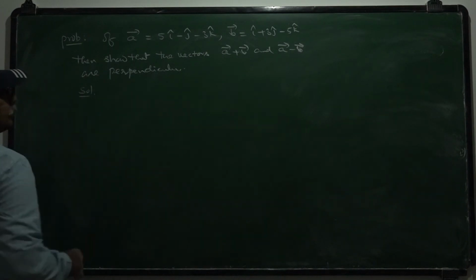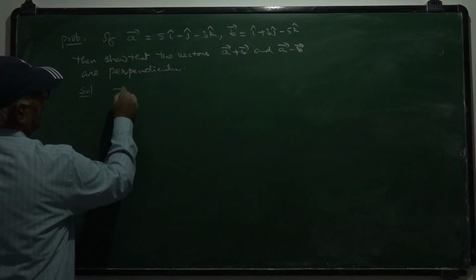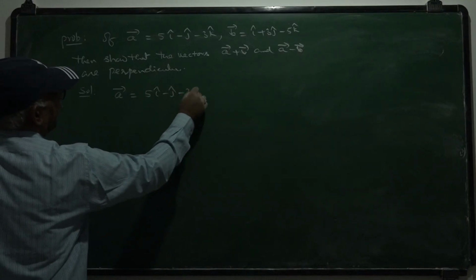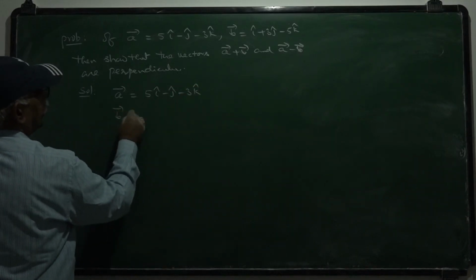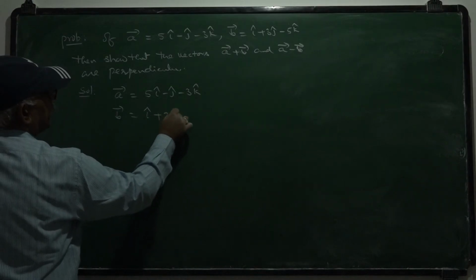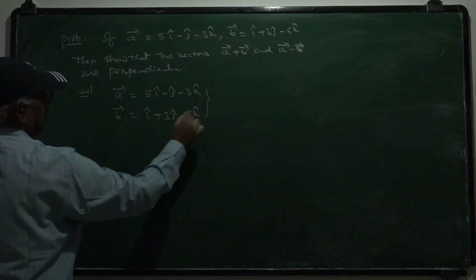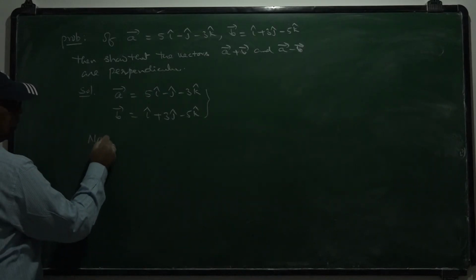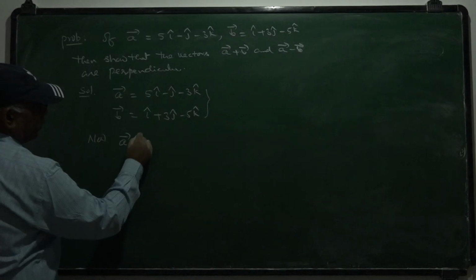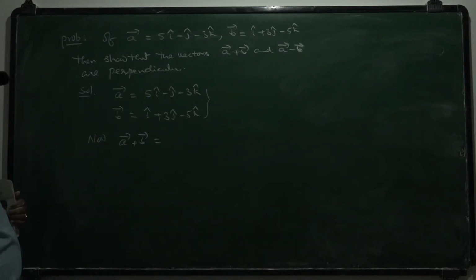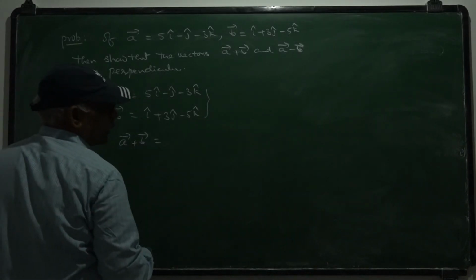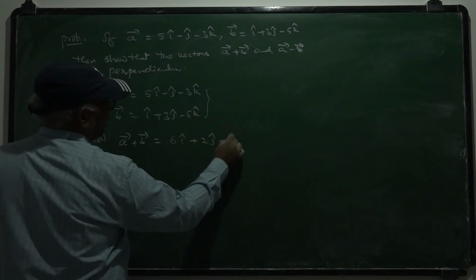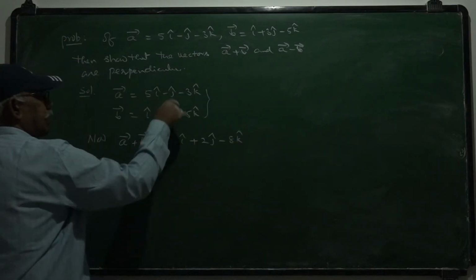Solution. A bar is 5i minus j minus 3k. B bar is given as i plus 3j minus 5k. Both the vectors are given in their component form. Now, A bar plus B bar, on adding these two vectors, we get 6i plus 2j minus 8k, adding i terms, j terms and k terms.